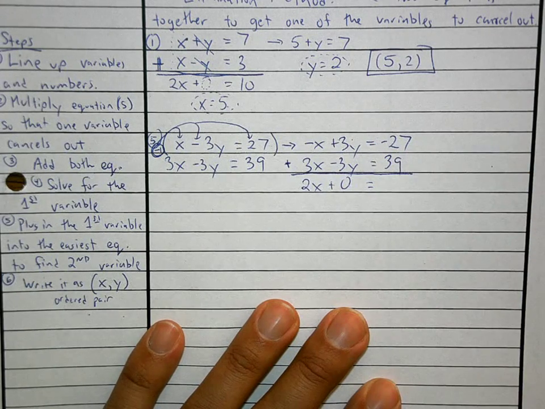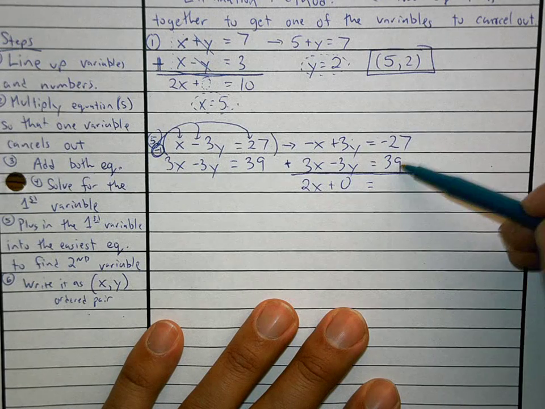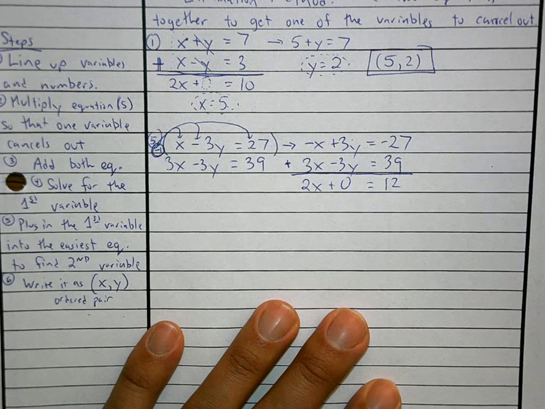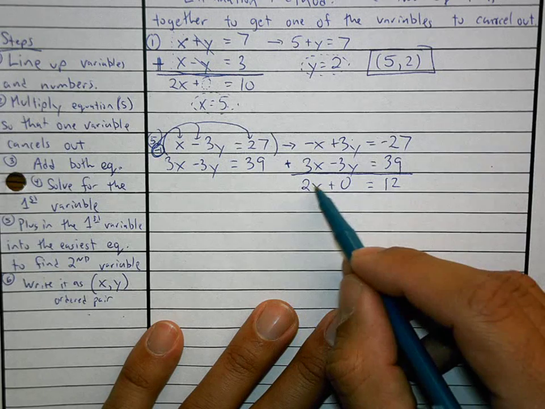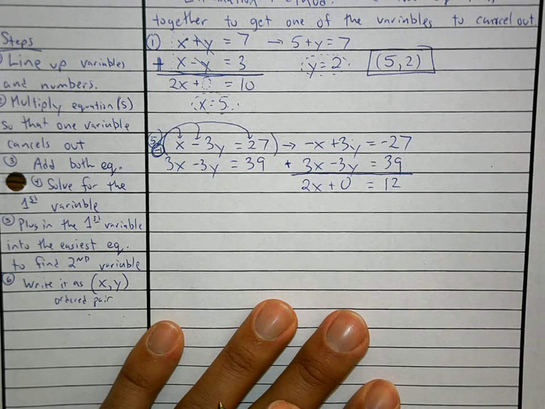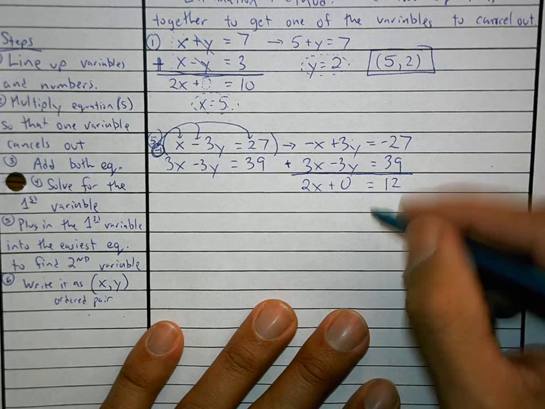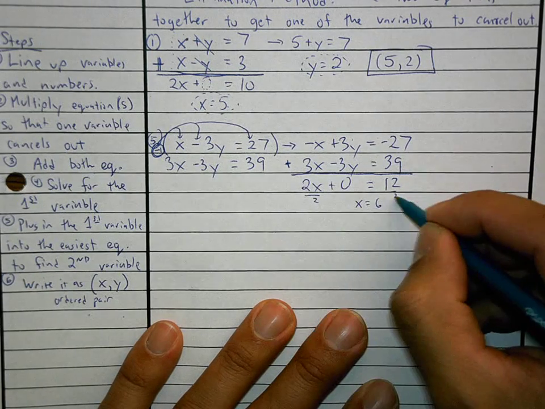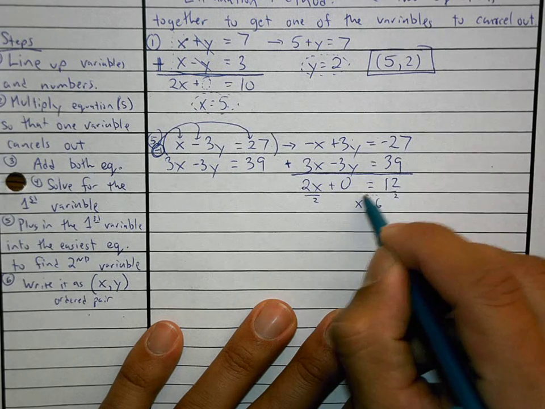And then Trinity, what would 39 minus 27 be? I agree. And now we have 2x plus 0 equals 12. And that means 2 times something equals 12. I can figure out what x is. Let's go to Melina. Melina, x is 6. If you want to do the math, you divide by 2. And this is half of your answer.